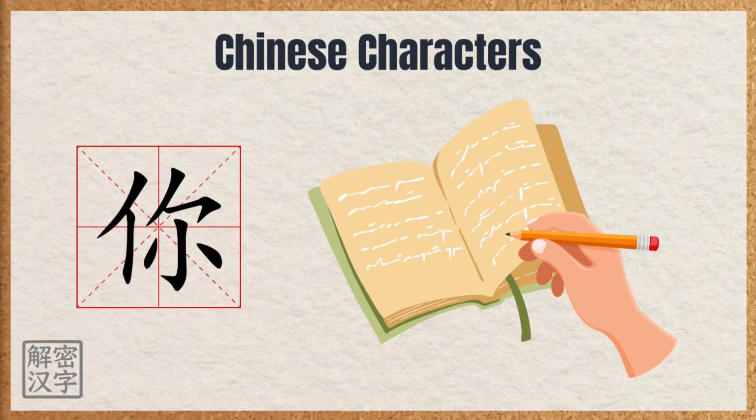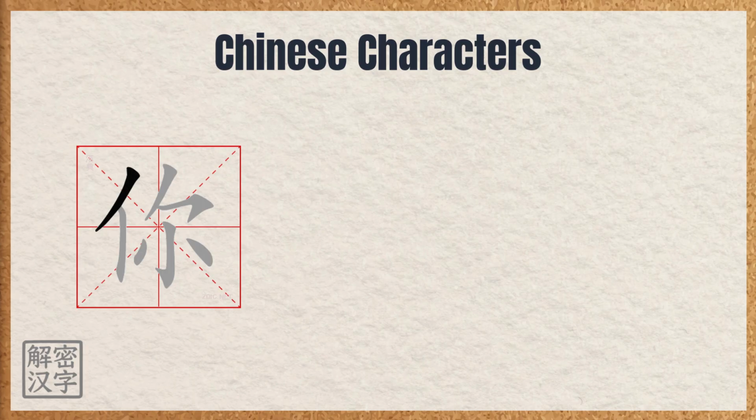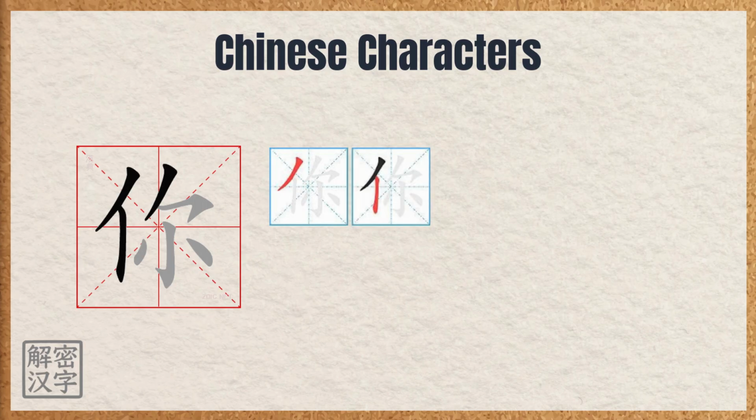Let's practice writing it. Follow the left to right rule. First, write the person radical on the left, one left falling stroke, then one vertical stroke. Then write the right part.